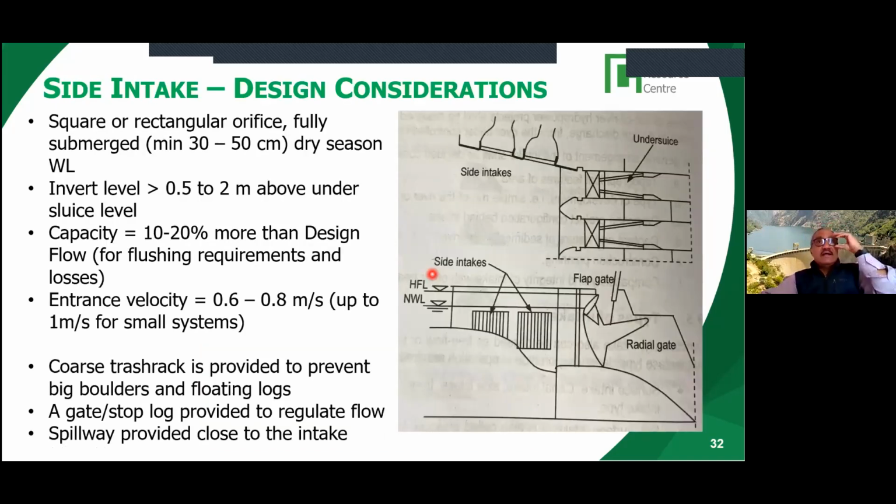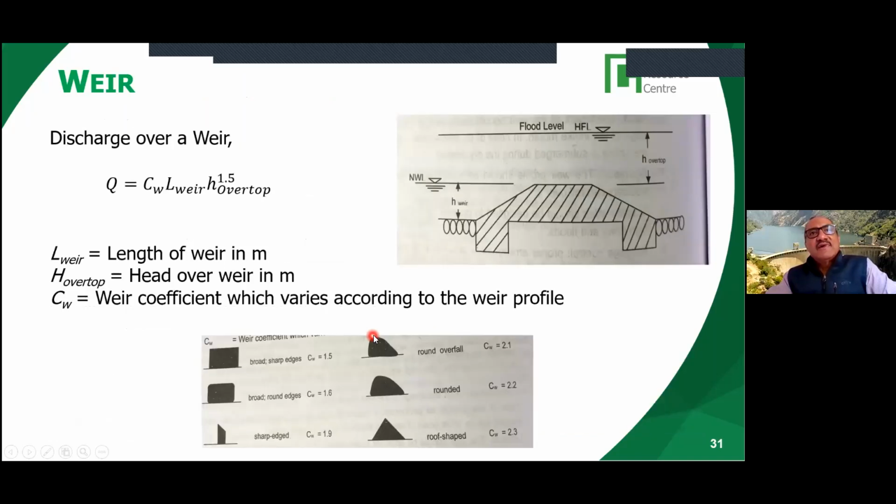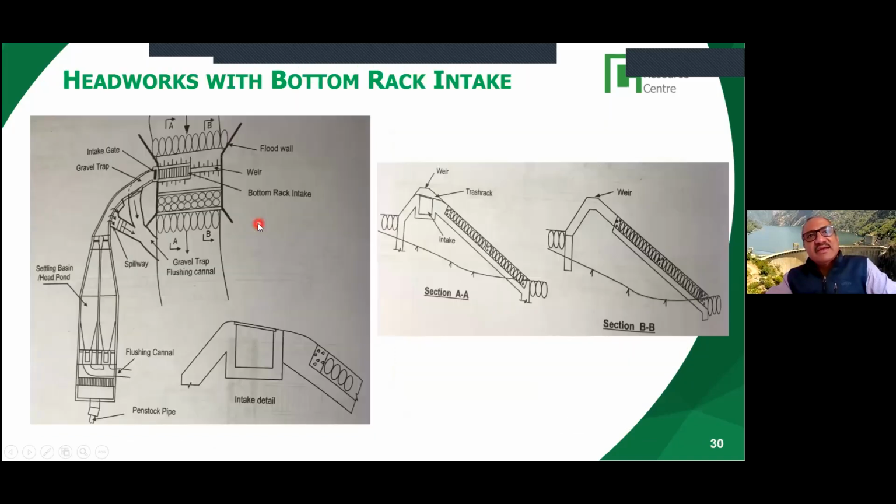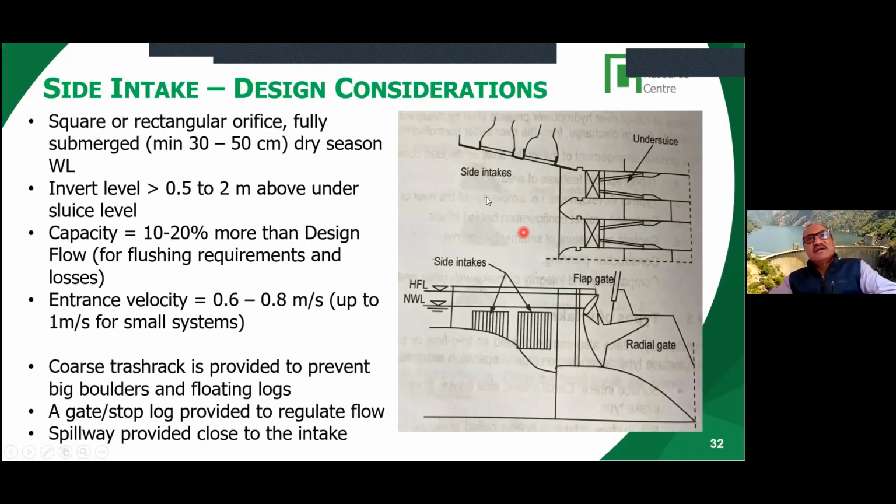After that, you have to plan for a design of the side intake. From here, this is the side intake. I just show it here. You have the side intake on this side. This is the undersluice here. You have the trash rack here, and then it goes to the side intake.